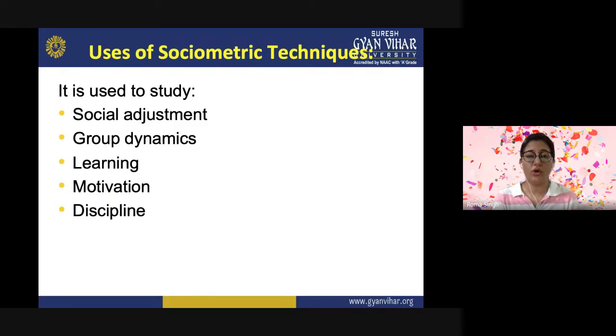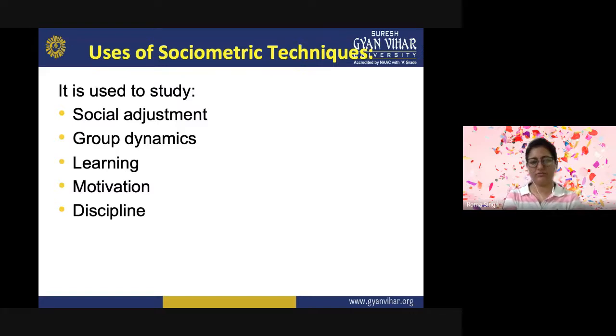So these are all problems which we daily face in our classes, and they can be solved if we know how to use the sociometric technique of evaluation. You do not always have to give numbers to the students. This is a very good technique to find out what problems are persisting in the class, what the problems are among the group members, why the group members are not cooperating with each other, and what the issues of adjustment in the class are.